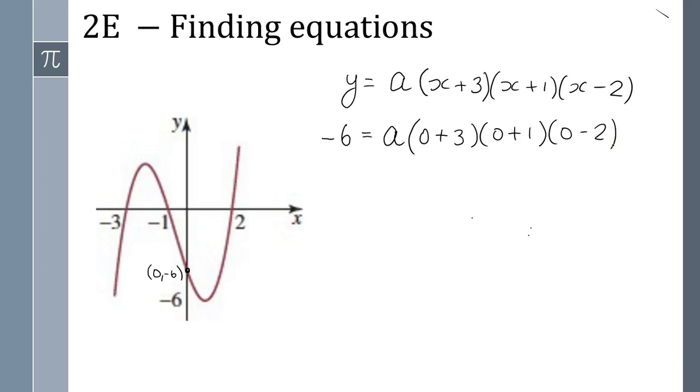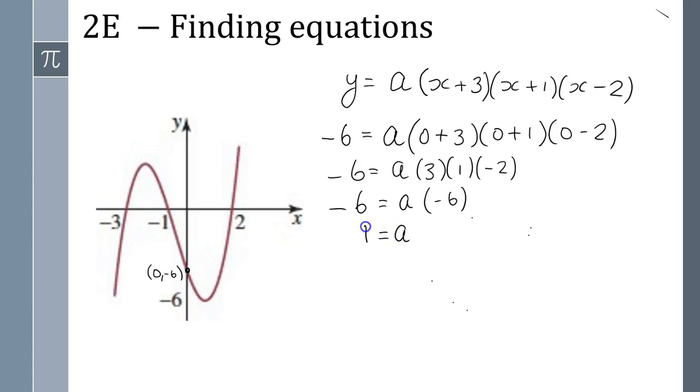It's going to make it easy for us, isn't it? So we've got 3, 1, and -2. 3 times 1 is just 3, times -2 is -6. So -6 equals a times -6. Divide both sides by -6, a is equal to 1. Okay, so that one worked out nicely. They're not always that nice. So I'm going to sub that back in to my original function.